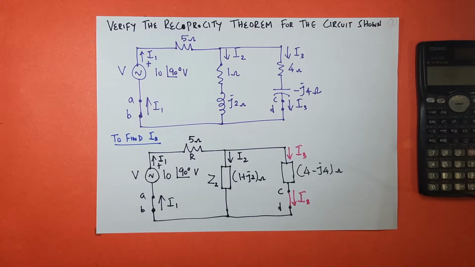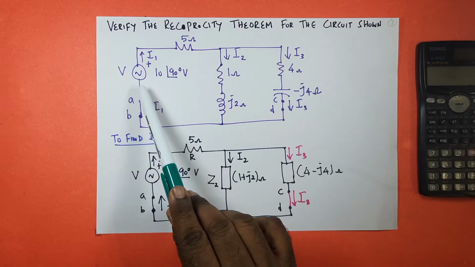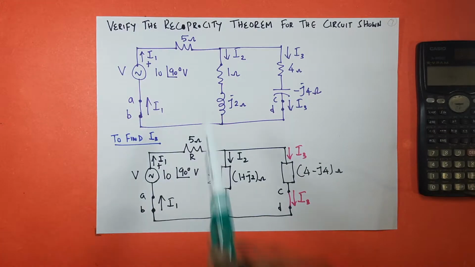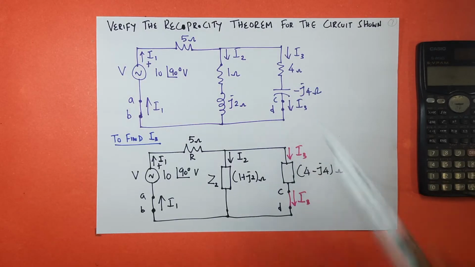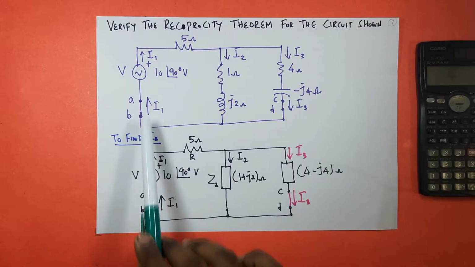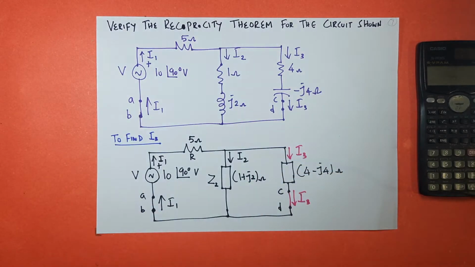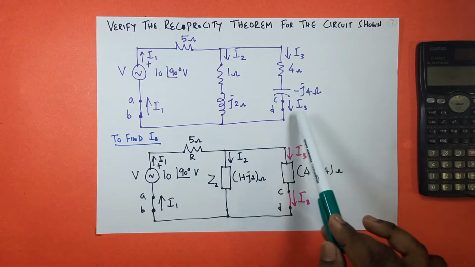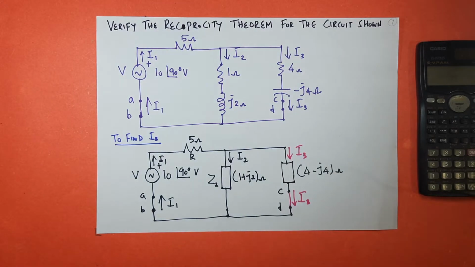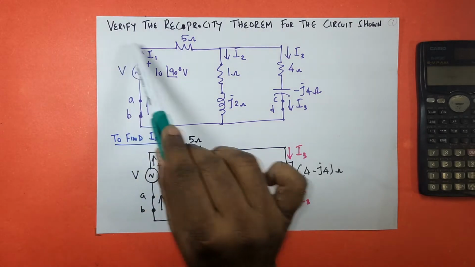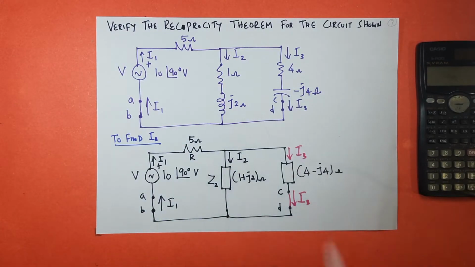Verify the reciprocity theorem for the circuit shown. So we have a voltage source here, 10 angle 0, 5 ohm, 1 ohm in series with the J2 ohm, one inductor, here one resistor and capacitor. The current flowing through this AB is I1, current flowing through this branch is I2, and current flowing through this branch, that is through CD, is I3, right? First we have to find out, because of this source, what is this I3, okay?